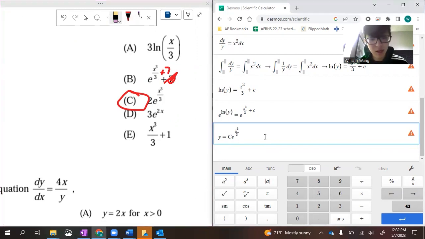It should either be at ground level, plus C like that, or in front. It should not be in the exponent. All right, hopefully that makes sense.